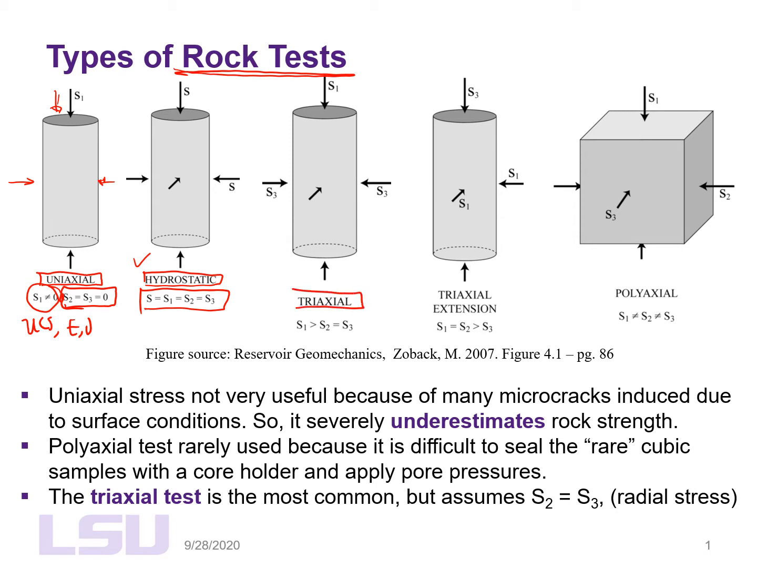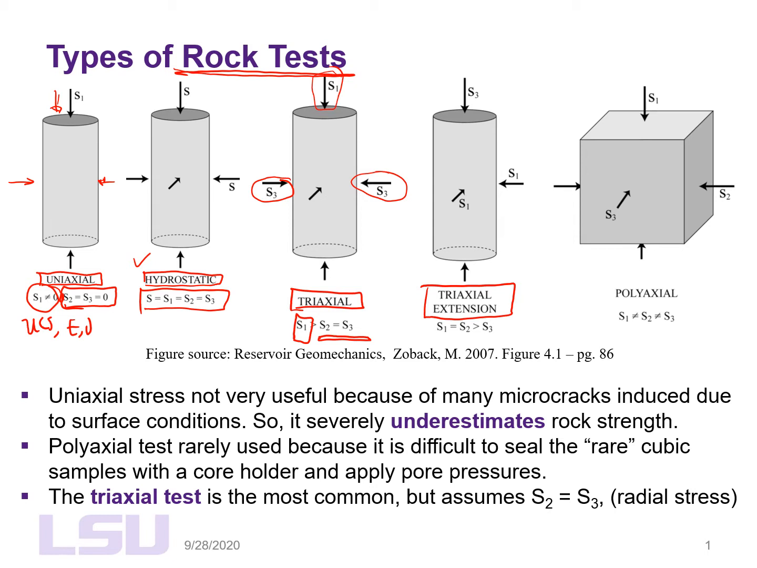Then we talked about the triaxial compression test, where the stress in the radial direction is different from the stress in the axial direction, and that's the most common test. So S1, which is the axial stress, is greater than the confining stresses. So the confining stresses are the stresses that act in the radial direction, but the axial stress is greater than the radial stress.